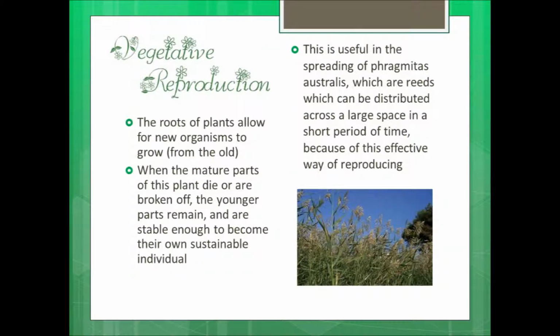In the Phragmites australis, when the mature parts of the plant die, the younger parts remain as sustainable individuals. This process is called vegetative reproduction, allowing the plant to quickly cover a large block of land.